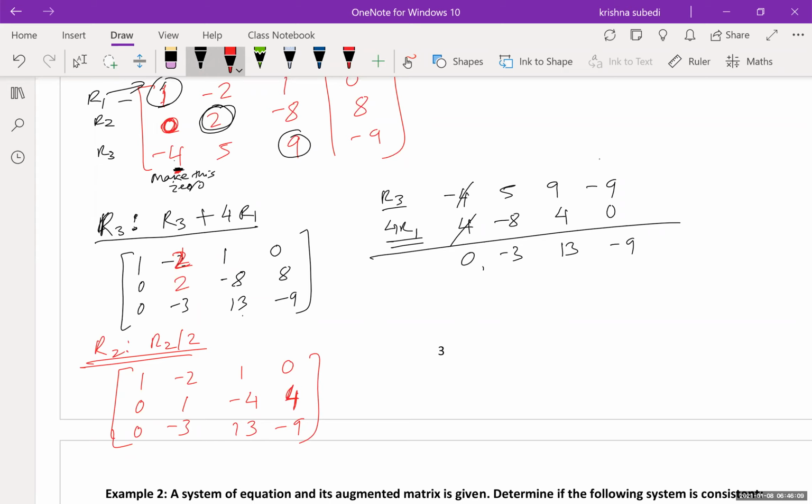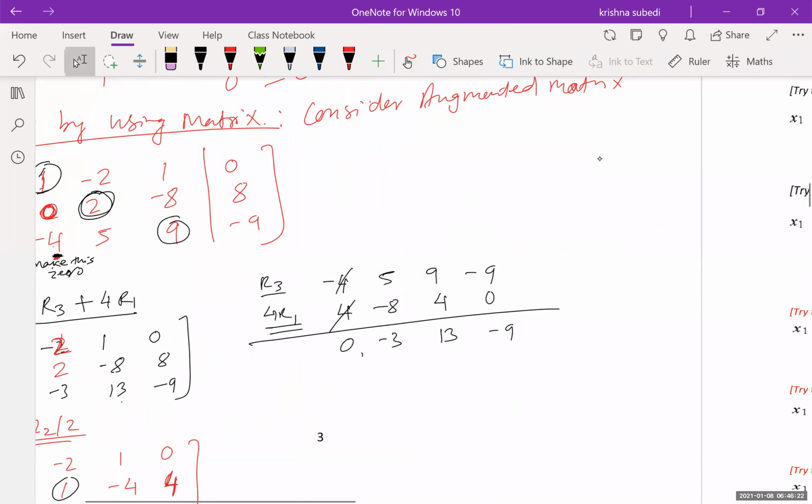Okay, now my pivot is this. All right, so anything below that pivot, below the leading term, I will make it 0. So in order to make this 0 in R3, what I want to do is, let me go all the way back here.